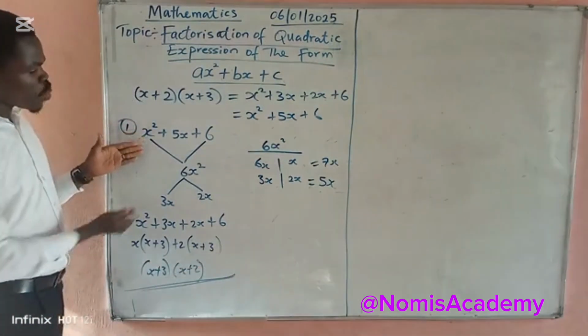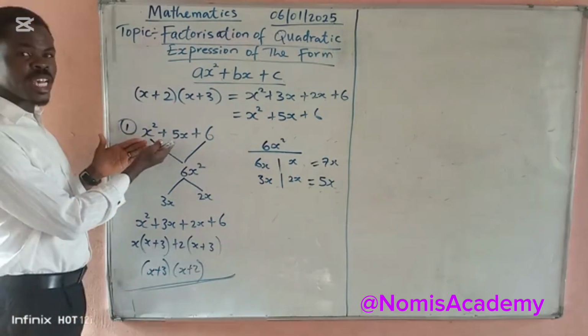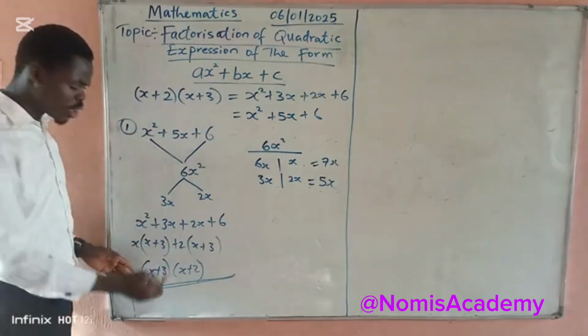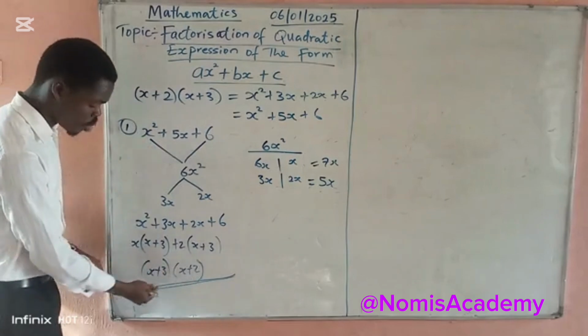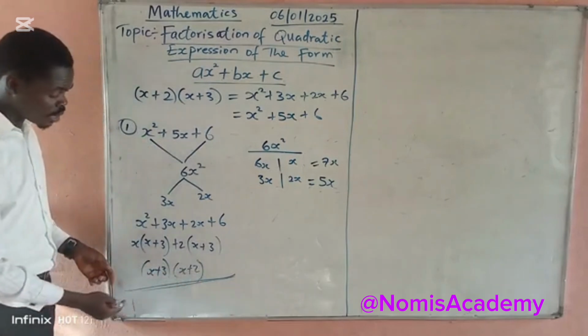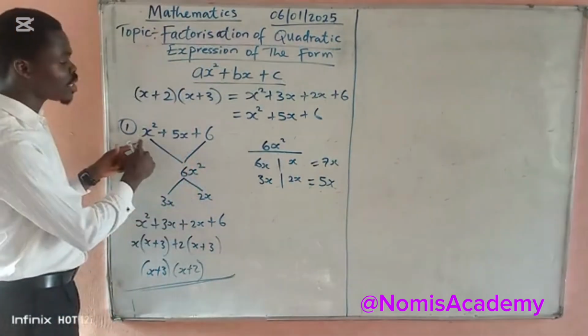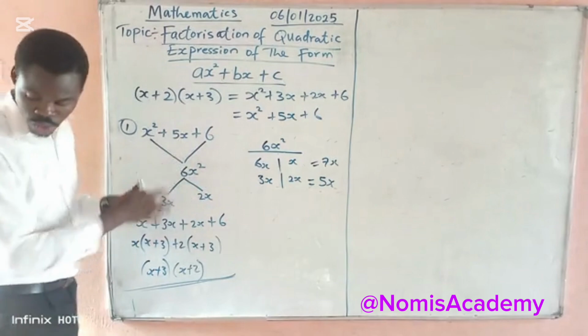At the end of the day, we are able to prove that the solution of this quadratic expression is a product of two linear factors. What we have here is a linear factor, and what we also have here is a linear factor. When you multiply both together, you get a quadratic equation.